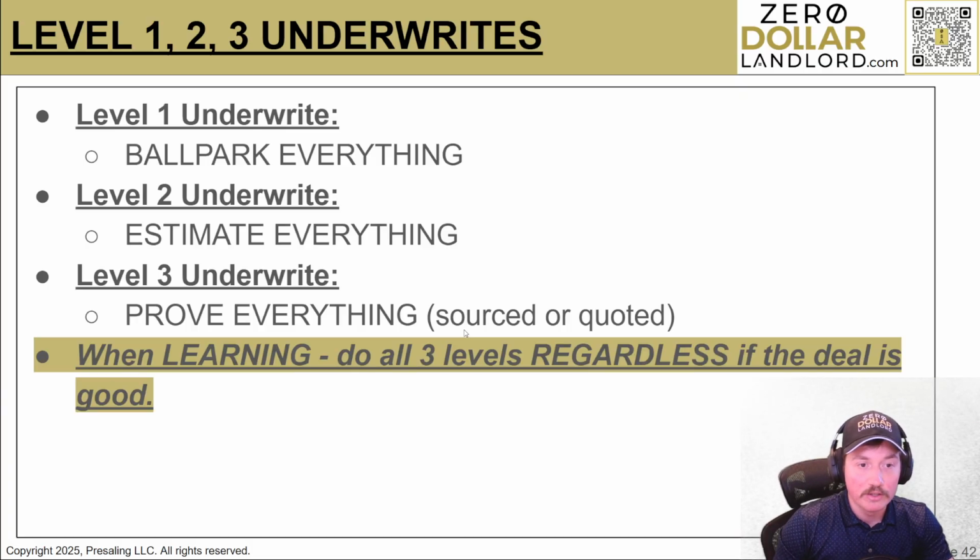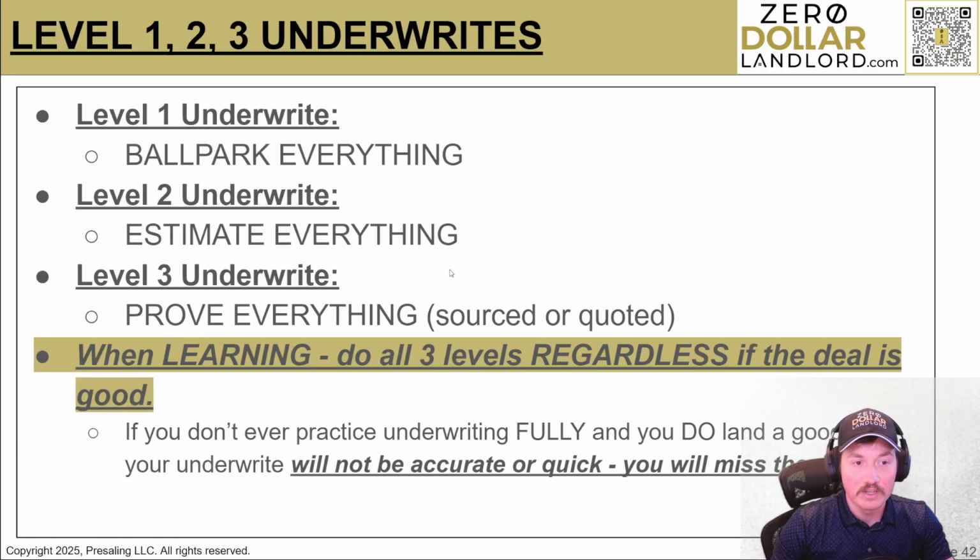When you are learning, you should do all levels because you've got to pretend like you're actually buying the thing. Otherwise, you're going to get really good at level 1, but you're not going to have a clue how to do level 3. So you've got to practice all the way through every single time. Otherwise, you're not going to be very good at doing a level 3.